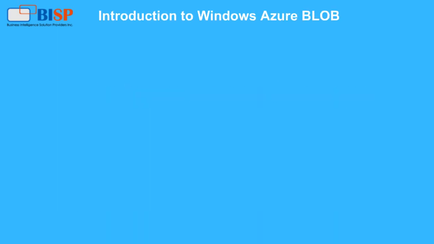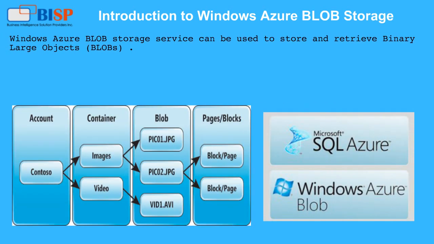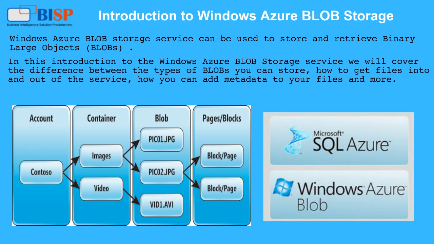Introduction to Windows Azure Blob Storage. Windows Azure Blob Storage Service can be used to store and retrieve binary large objects, blobs. In this introduction to the Windows Azure Blob Storage Service, we will cover the difference between the types of blobs you can store, how to get files into and out of the service, how you can add metadata to your files, and more.